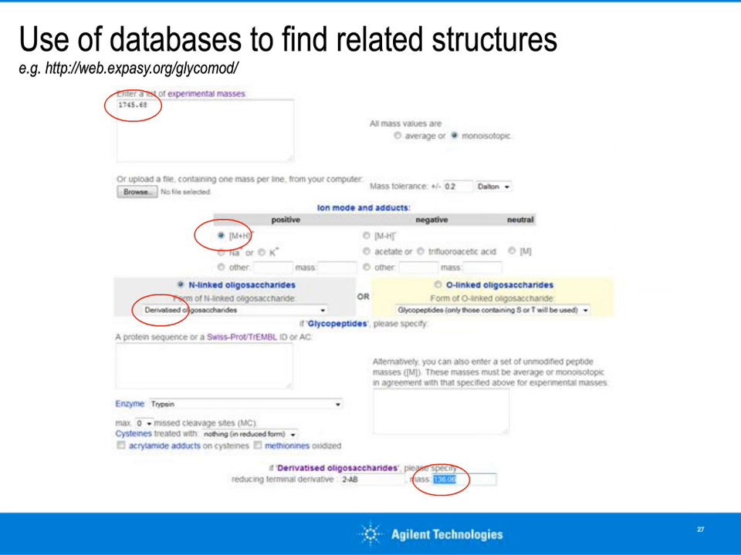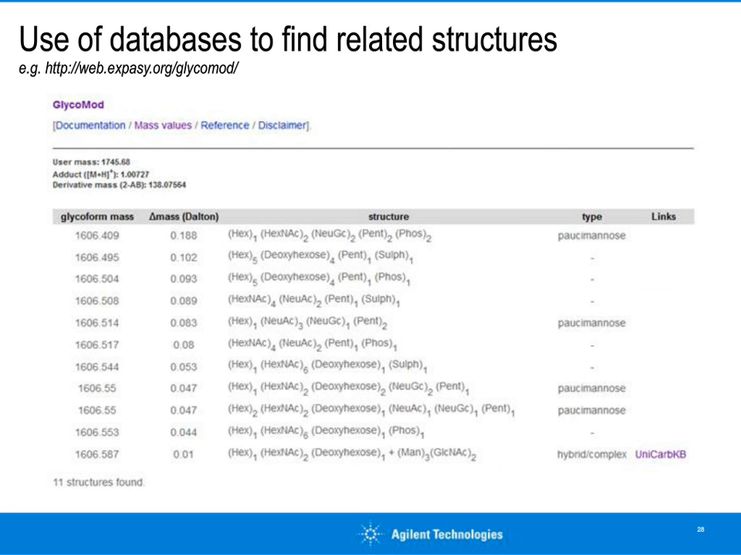In our case, we are looking at derivatized glycans. In this context, it is also important to specify the used derivative. Here, the used labeling reagent 2AB and the corresponding mass of 136. Having entered this information, the database proposes 11 glycan structures that could potentially represent the searched glycan.